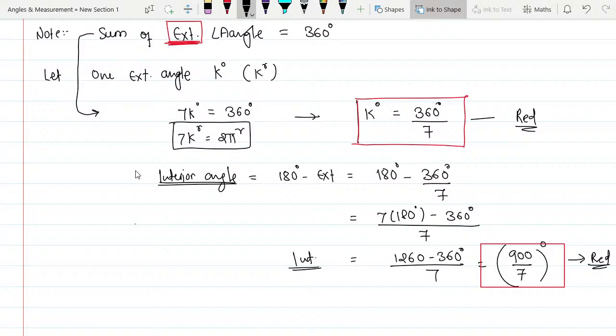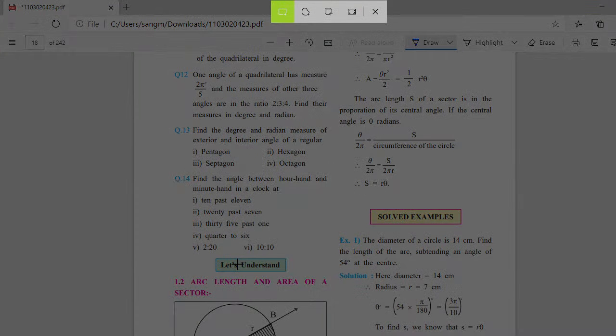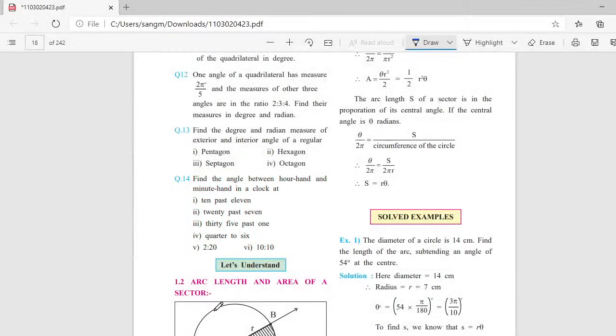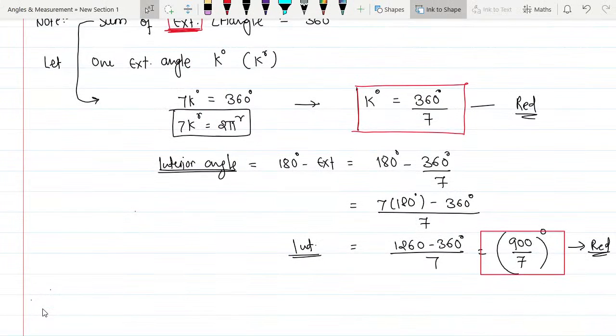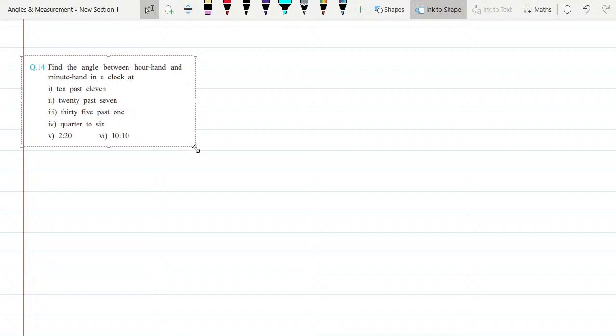No problem. Let's have the next question, which is totally based on the concept of clocks. Very important. You will find this concept in any competitive examination. This question is very important as far as your competitive examinations are concerned. Now let's see how we can solve these questions with the help of the concepts we have studied in angles and measurement. Let me zoom it.